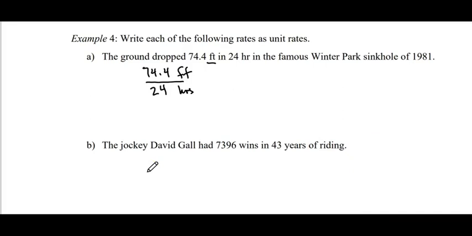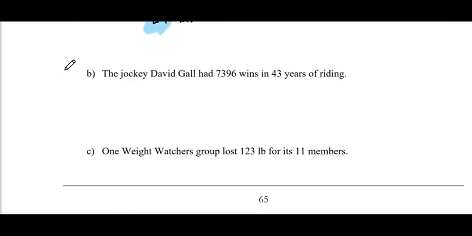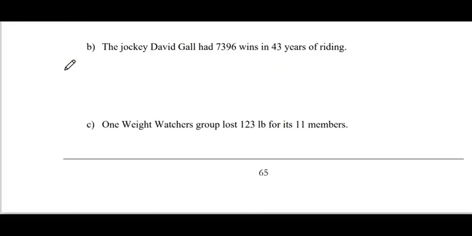Now, in order for us to simplify that, we're not going to simplify that. It's not asking us to reduce the fraction. So we're going to leave it as it is. This is your rate. Okay. The jockey, David Gold, had 7,396 wins in 43 years of riding. Okay. So we have 7,396 over 43 years. That is all that we need to do with this rate.